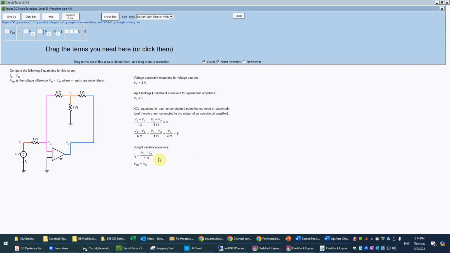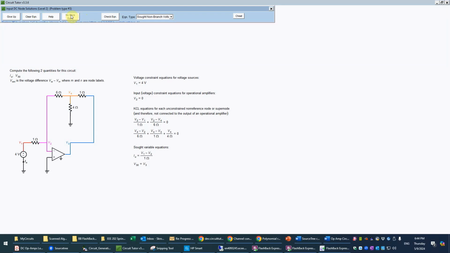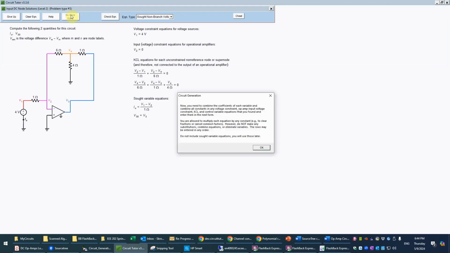And now we have all the slot variable equations and the main equations, so we're done writing equations. So we'll click No More Equations. And now it reminds us that we need to put these into a standardized form in order to solve them. So we'll do that on the next form.